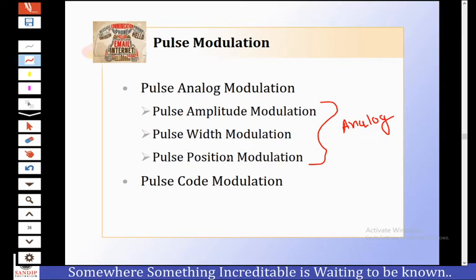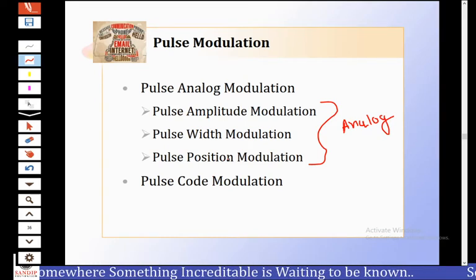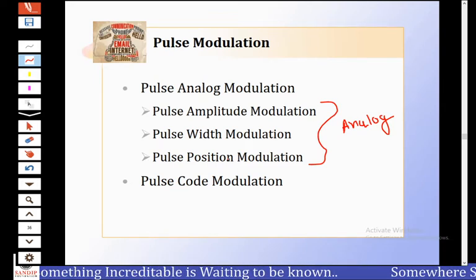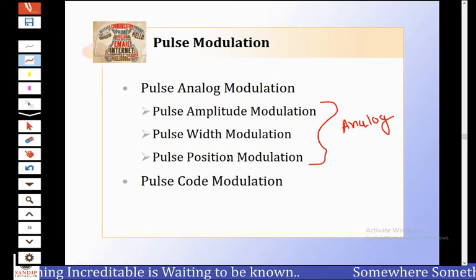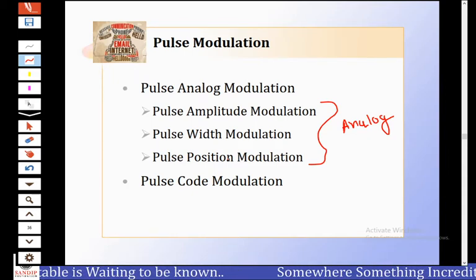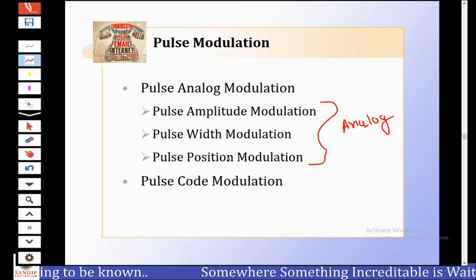Welcome back students into another session of analog communication. Unit number 6, that is pulse analog modulation. In the last session we have studied the types of sampling. Now in this session we will understand the pulse modulation techniques.